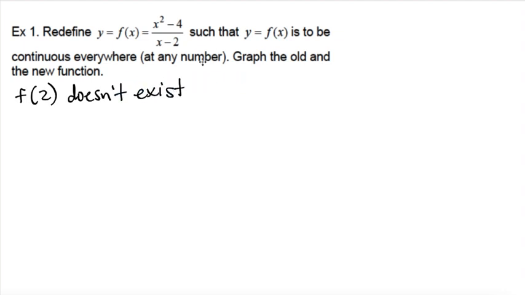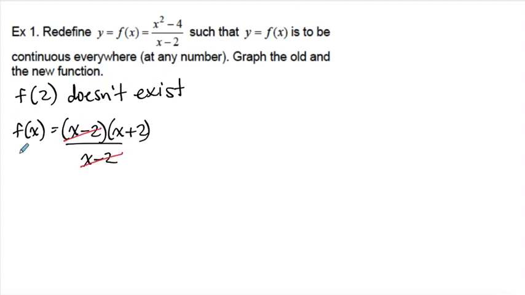And so when we need to think about what this graph even looks like, we need to think about, can I factor the numerator to make this simpler? Because right now it's hard to graph a rational expression like this, but I can rewrite f of x. The numerator is a difference of squares, so I can write this as x minus 2, x plus 2 over x minus 2. And because I can cancel out the x minus 2 term, it just becomes a linear function where the slope is 1 and the y-intercept is 2.